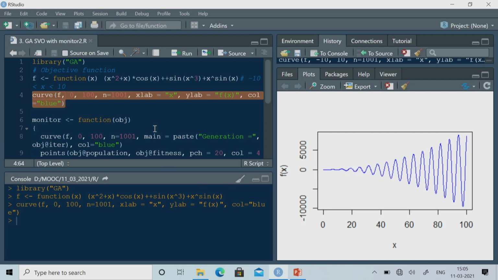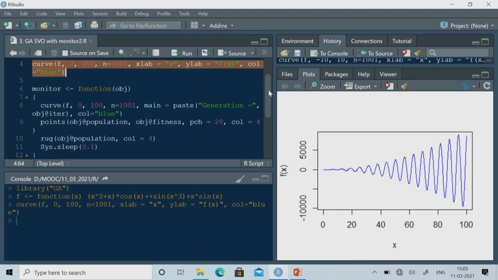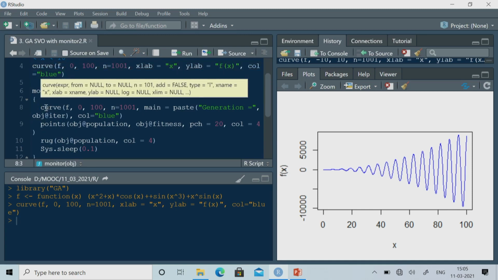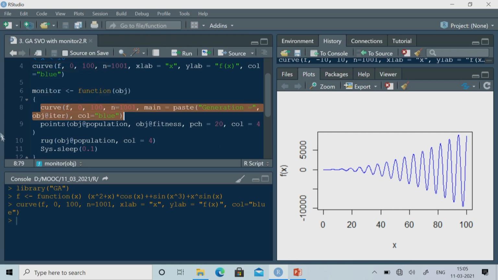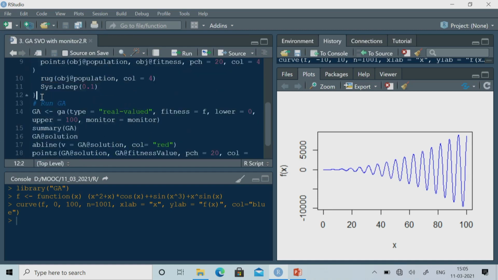We will apply ZA here, and here I would like to monitor the convergence of the population, how the population is moving in different generations. I can monitor that. I have written the monitor function here. I just put the curve function to draw this, then I am putting the points. This is the population I am putting, and I am also looking at the value on the x axis. Then I am putting the RAG function, and the system will sleep for 0.1. This is the monitor function. Let us execute this one.